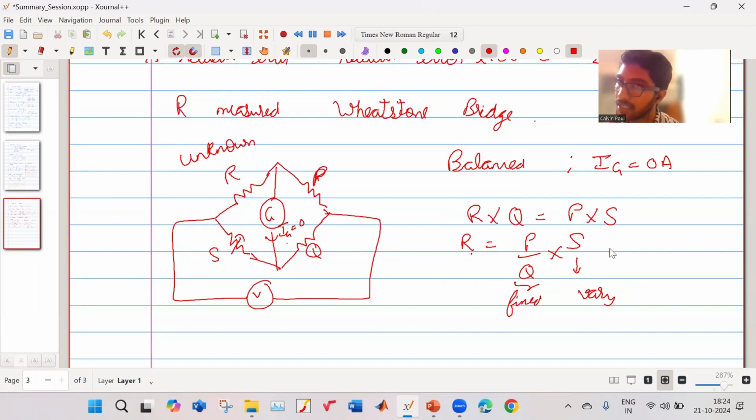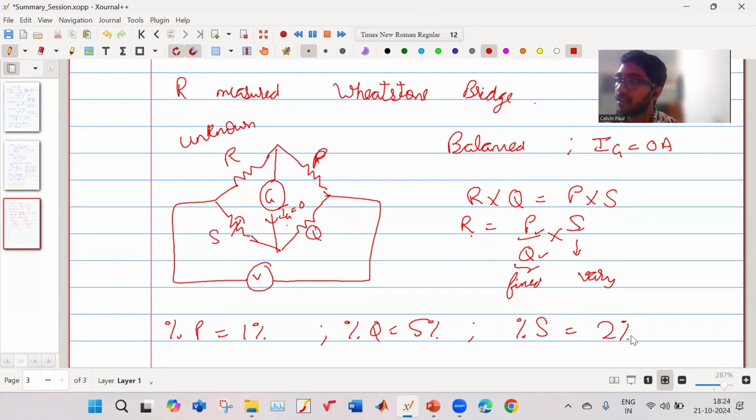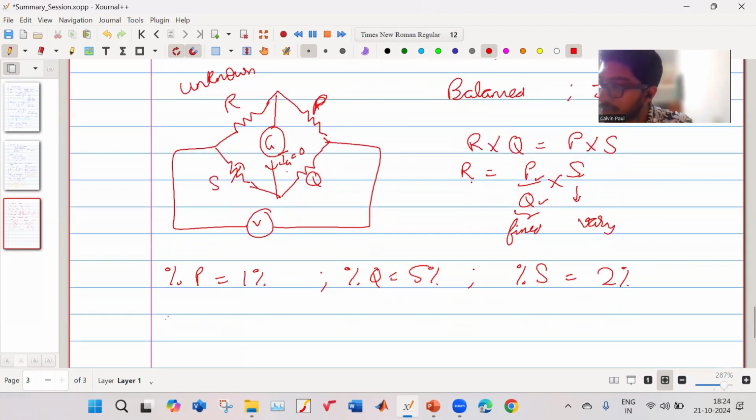But how accurate the value of R is depends on the percentage error in P, Q, and S. Suppose the relative percentage error in P is 1%, the percentage error in Q is 5%, and the percentage error in S is 2%. Then how will I know how much the error in R is? That is problematic.